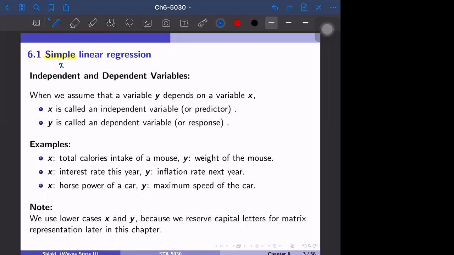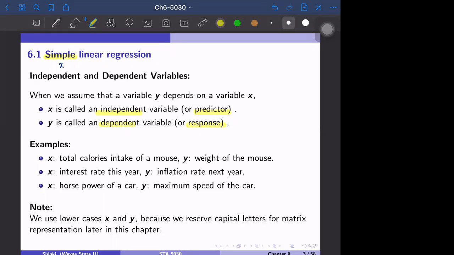When we assume that a variable y depends on a variable x, that means at least we would like to explain y by x. It doesn't mean x causes y, but that x explains y. In such a case we say x is an independent variable or predictor, and y is the dependent variable or response.